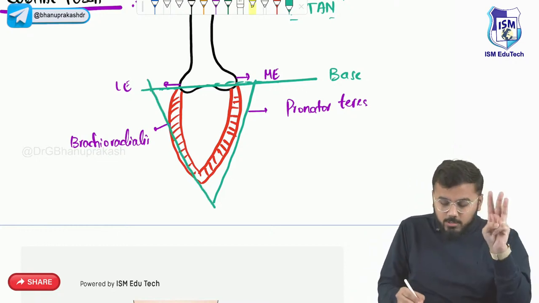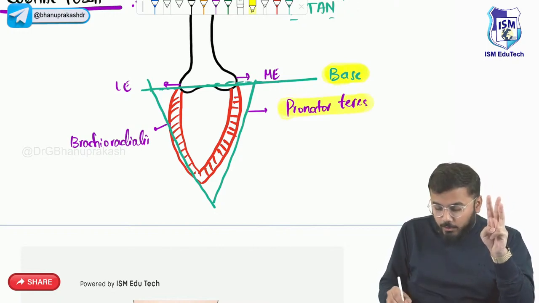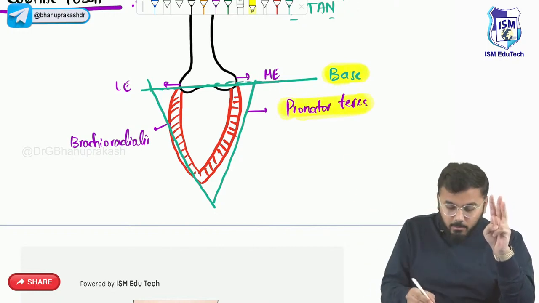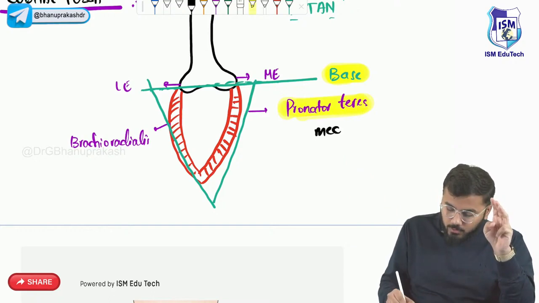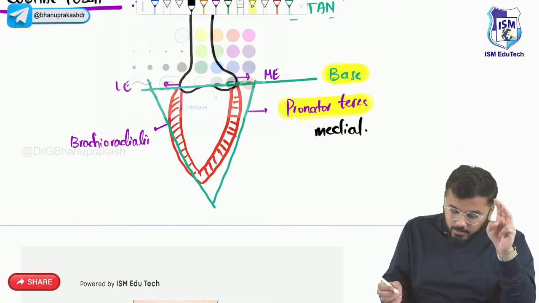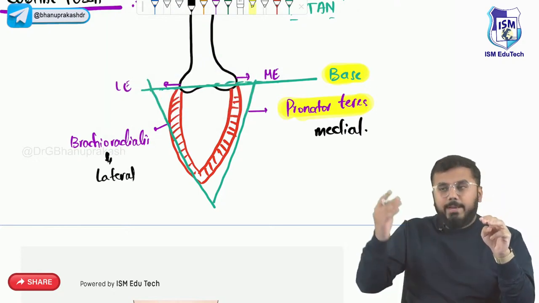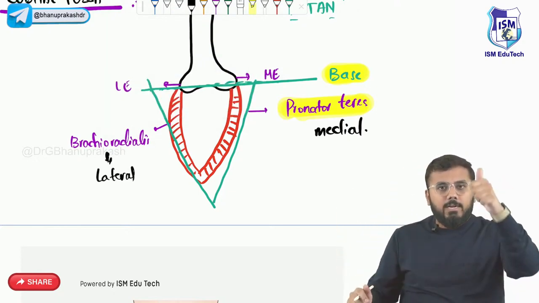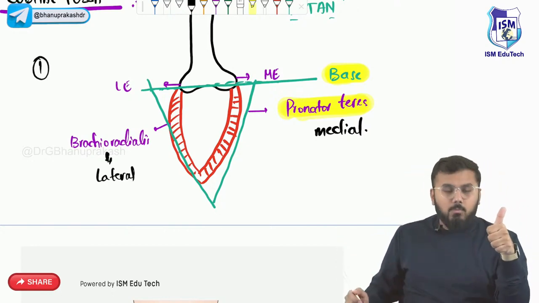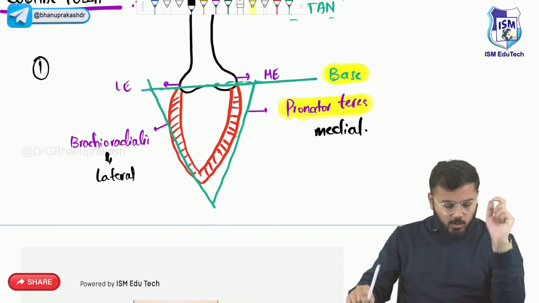So what are the 3 borders of the cubital fossa? One is the base. Another one is the pronator teres, which forms the medial border. Next, brachioradialis forms the lateral border. So, medial border, lateral border, base. We are done with our first question, the borders of the cubital fossa. Now, the contents of the cubital fossa. What are the contents?